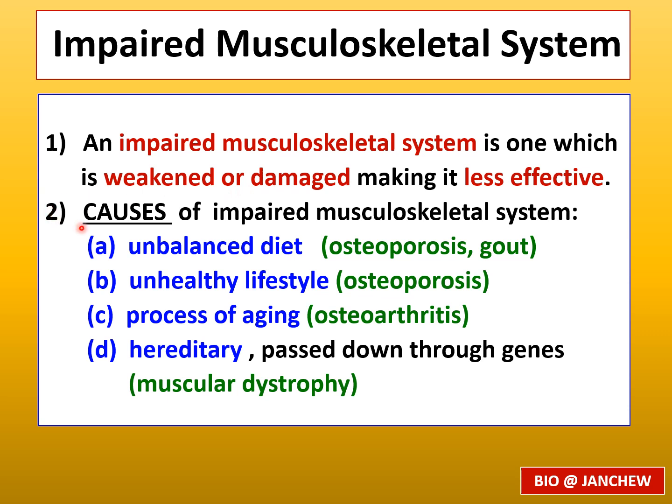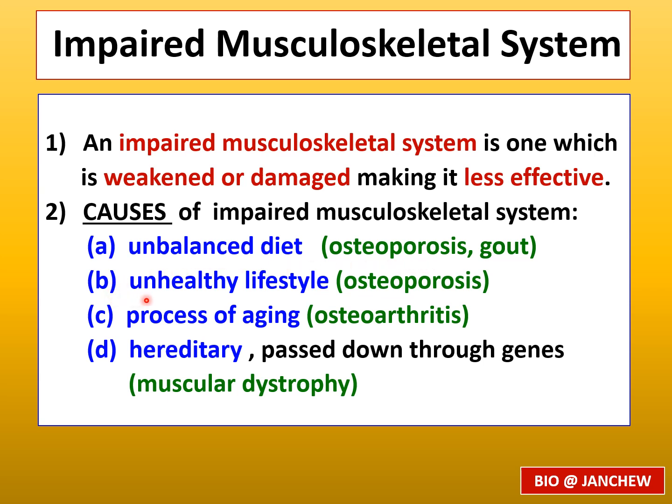Now, what are the causes of an impaired musculoskeletal system? Causes can be unbalanced diet. So unbalanced diet can cause the musculoskeletal system to be impaired or suffer from a disease like osteoporosis. For example, if a person doesn't eat enough calcium and phosphorus in his diet, or does not have enough vitamin D in his diet, he can suffer from this disease.